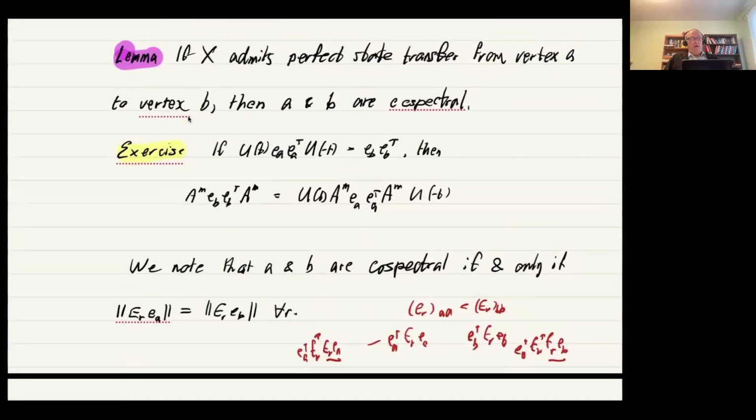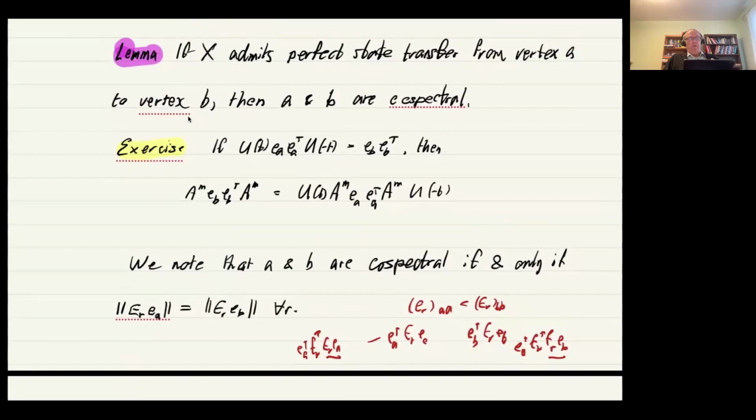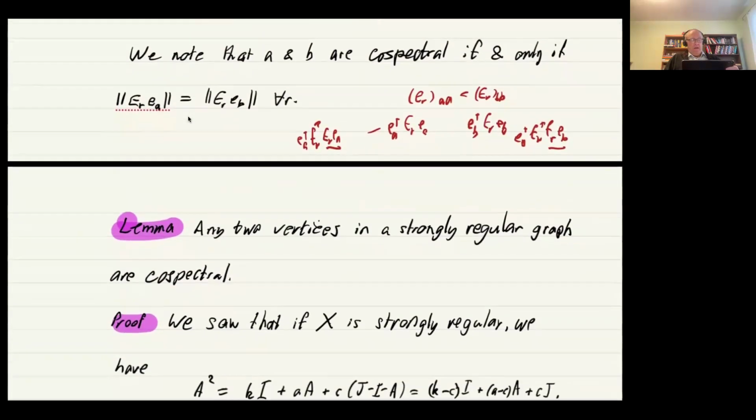The reason I'm not trusting too much the fact that if I get perfect state transfer from a to b, then a and b are cospectral, is because something stronger is true, and that's what we'll work with. But this already tells you that if they're cospectral, then vertices a and b must have the same valency. In fact, the walk generating functions at a and b must be equal. But as I said, something stronger is true, and that's where we're going to go next.